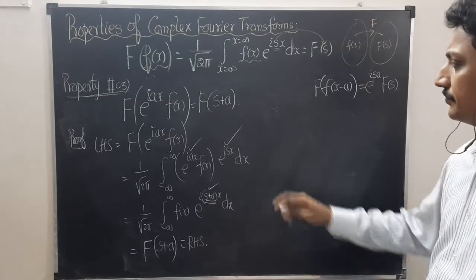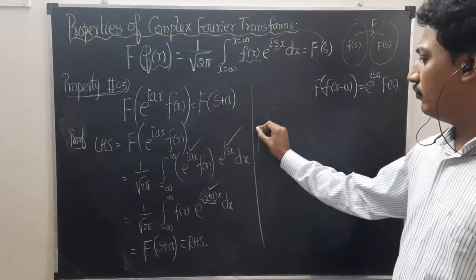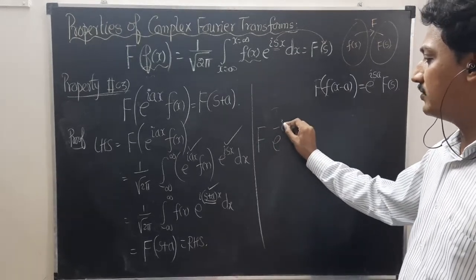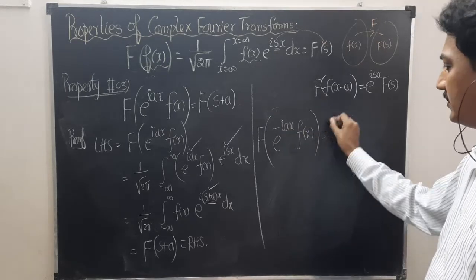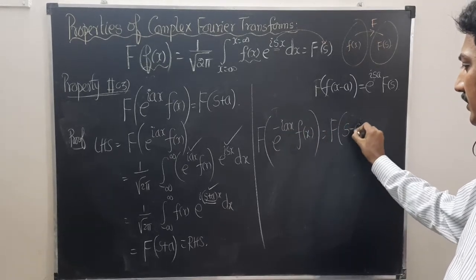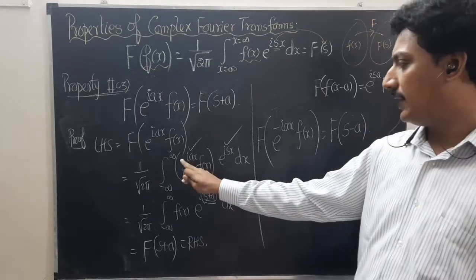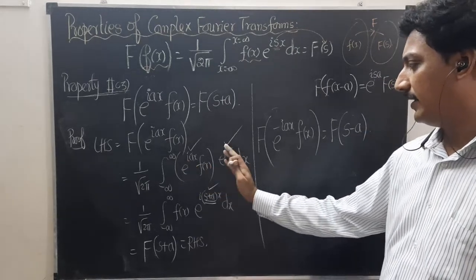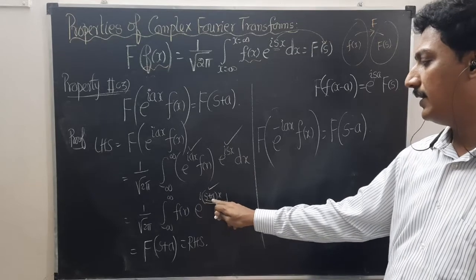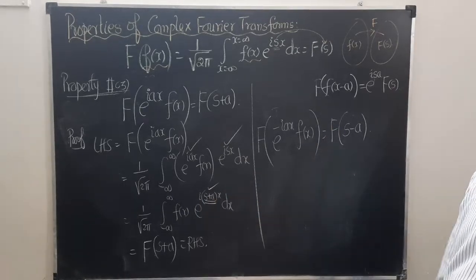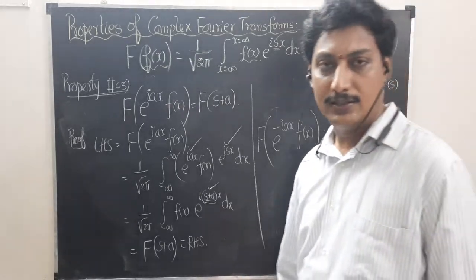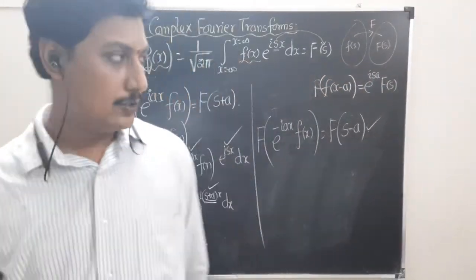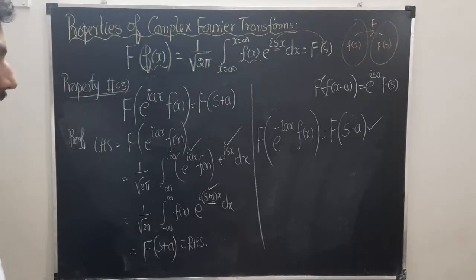And once again, suppose we take the Fourier transform of e to the power minus iax into f of x. Then the answer is F of s minus a. You get e to the power minus i, so this becomes plus i. When you take the i outside, it becomes s minus a into i. So that's the s minus a. In a similar way we can prove this result as well. So this is property number 3.